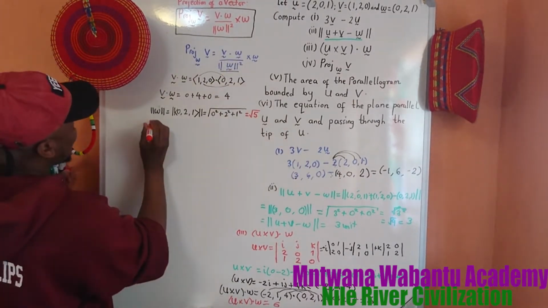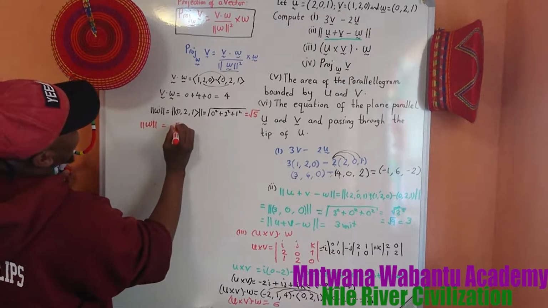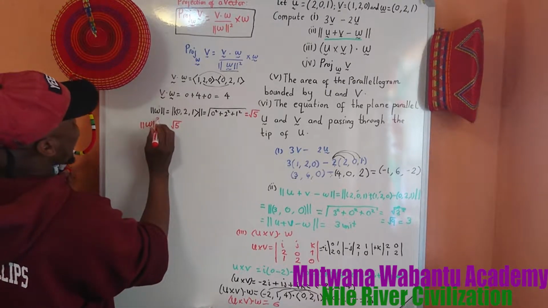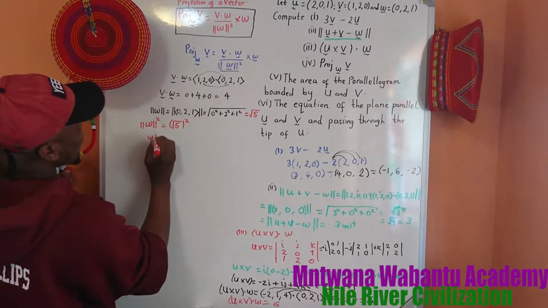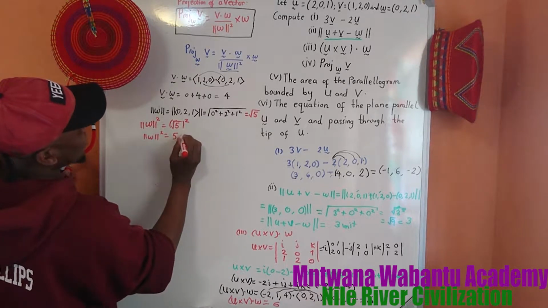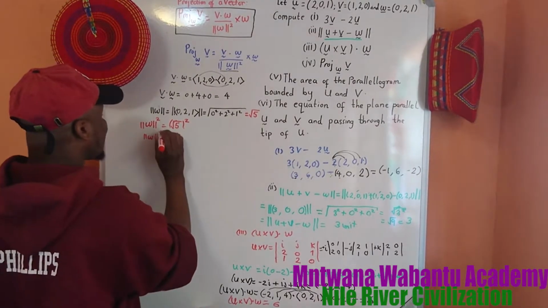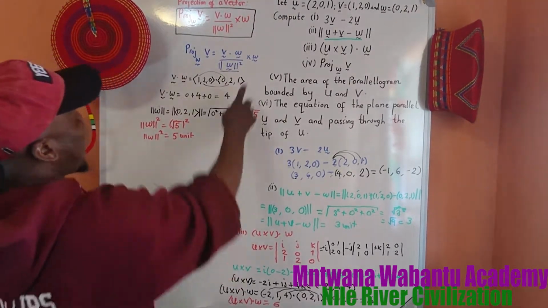So what does that mean? It means if the magnitude of W equals the square root of 5, and we square this, then the magnitude of W squared equals 5. Just 5 units is okay. Same thing. So now W we know.